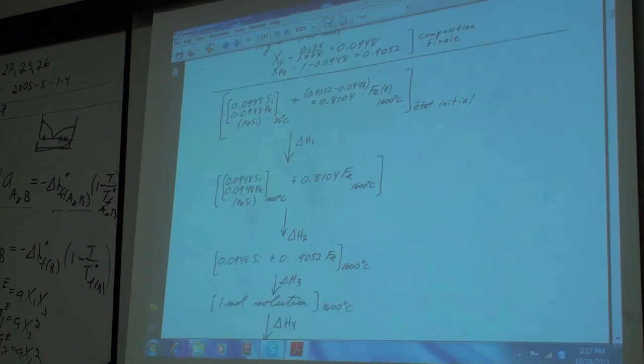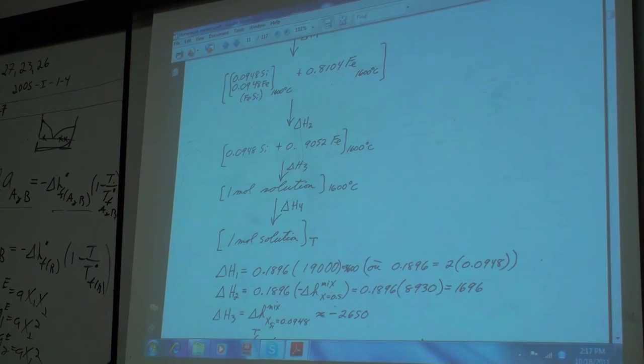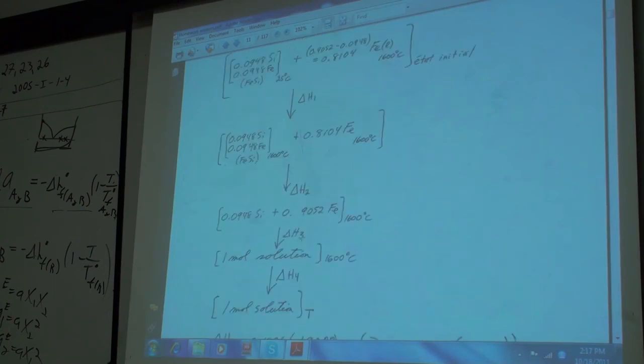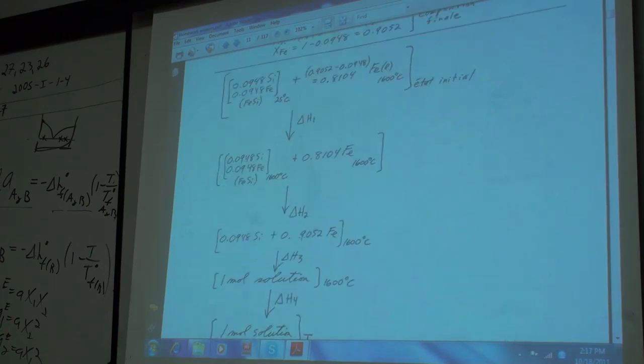Then these are hypothetical steps. I want to get to the final thing, which is 1 mole of solution at T. But I've got to do this in stages that I can calculate, for which I have data. So my first step is simply to heat the ferrosilicon up. And that is your 19 kilocalories, which, sorry, the question was wrong. So this is simply to heat the ferrosilicon, so that's positive.